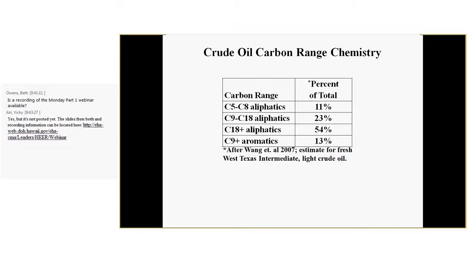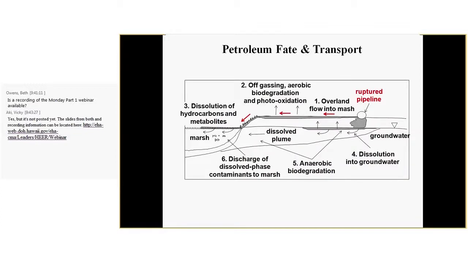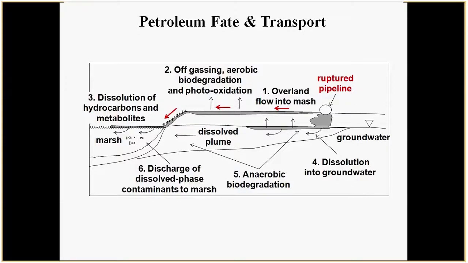Here's a petroleum fate and transport scenario that's in this case study. We gave a lot of references on this. It's really fun and interesting to put together. So first you had overland flow of the petroleum into the marsh, and initial degradation by off-gassing, aerobic biodegradation, and photo-oxidation. And then as it moved into the marsh area, dissolution of hydrocarbons, and it's already starting to degrade, with metabolites into the surface water. You also had dissolution of the petroleum into the groundwater, which is only a few feet below the pipeline in this scenario.